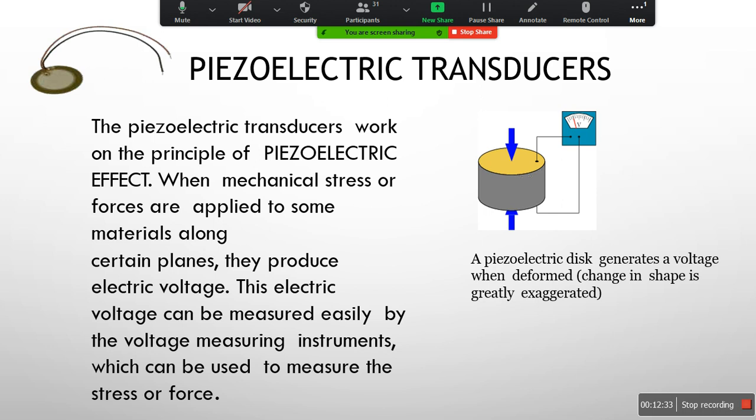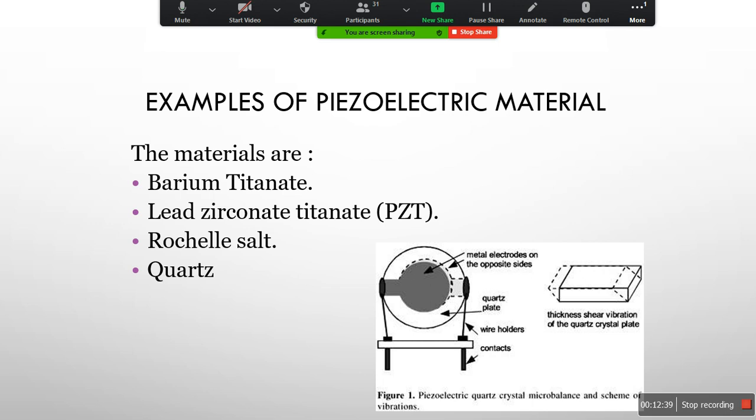There are a lot of applications where piezoelectric transducers are being implemented. So what are the different types of applications? Before going into the applications, first we will see what the various piezoelectric materials are that you can use for constructing the piezoelectric transducer. The materials used are barium titanate, lead zirconate titanate, Rochelle salt and quartz.